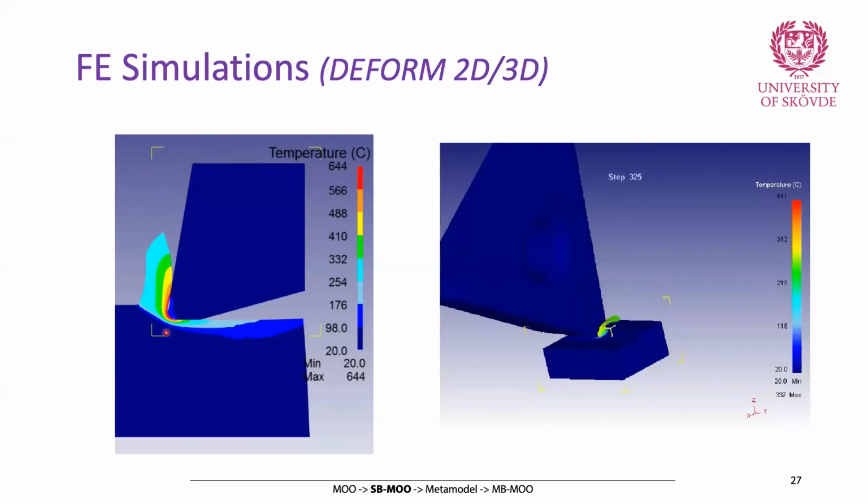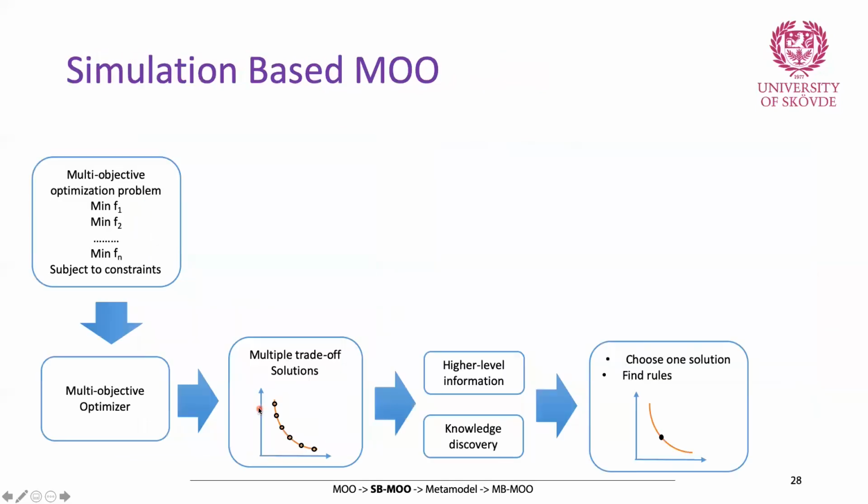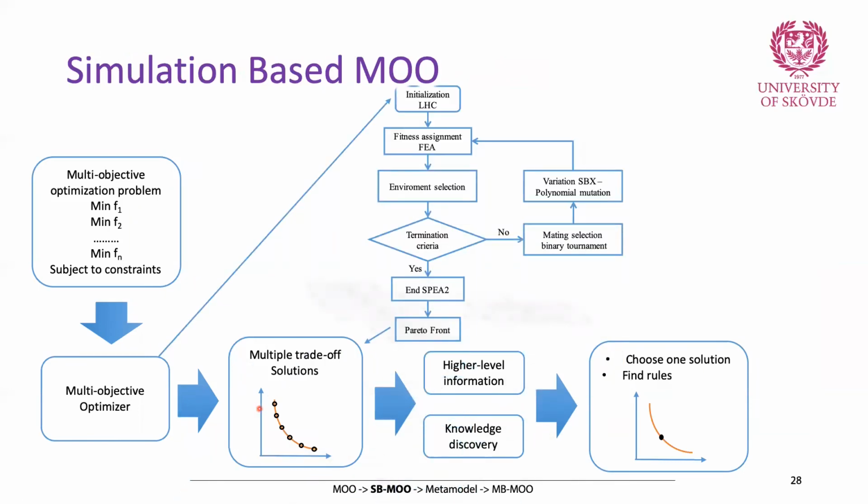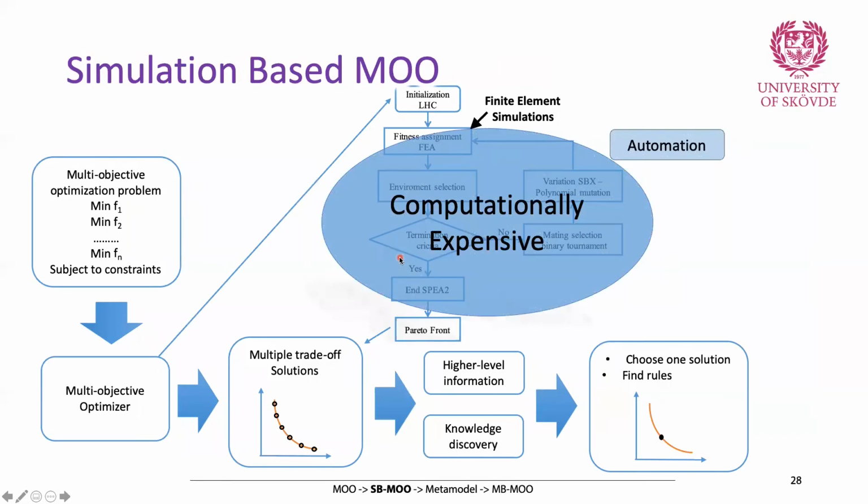So what we wanted to do is integrate these finite element simulations into our multi-objective optimization. So the same thing, the finite element simulation will be placed in the fitness assignment part, but as we said, finite element simulations are very computationally expensive. So one of the solutions I mentioned is automating this whole process. What do I mean by automating this process?